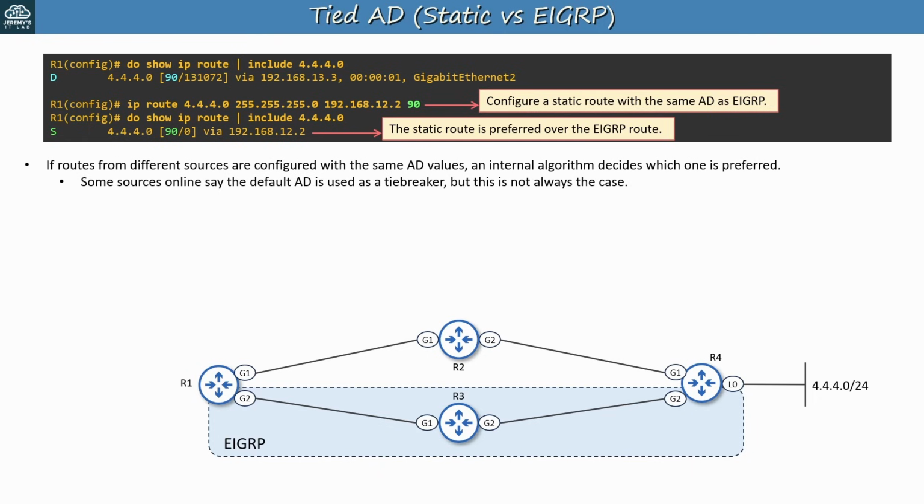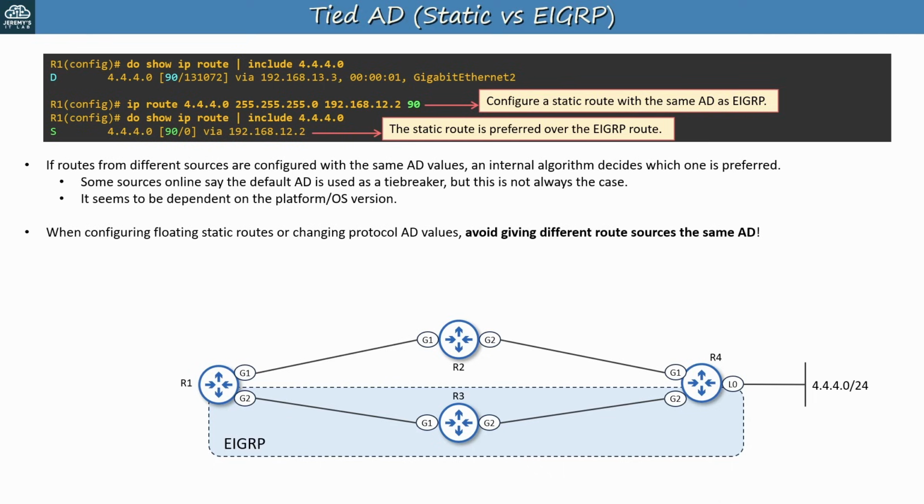Some sources online say the default AD is used as a tiebreaker, but that's not always the case. The OSPF and RIP example demonstrated that. Even though OSPF has a lower AD, the OSPF route didn't enter the routing table until I disabled RIP. It seems to be dependent on the platform and OS version. I couldn't find any public Cisco documentation about exactly how it works for IOS routers. But in any case, the whole point of this demonstration is, when configuring floating static routes or changing protocol AD values, avoid giving different route sources the same AD. The results can be unpredictable.